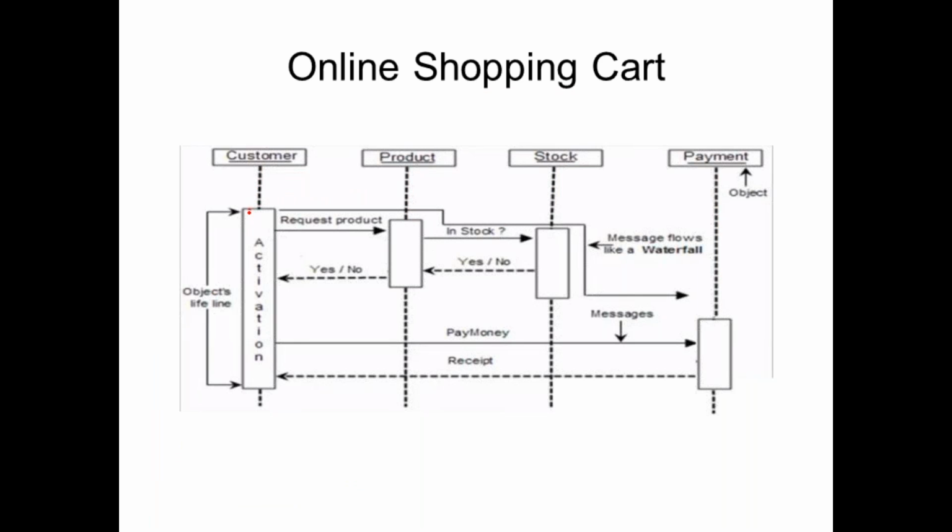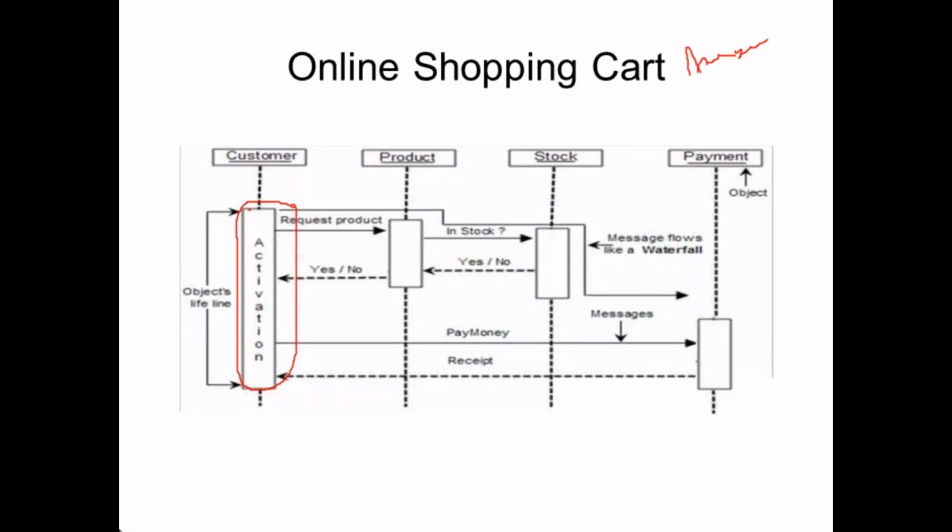Then we have the activation part that is defined here with the rectangle. Now when we talk about the customer object, the moment you go to www.amazon.com or any online portal, the activation part is shown in this rectangle.